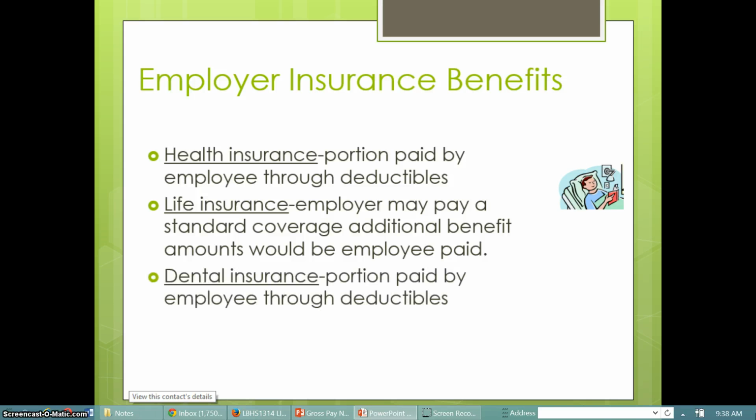Employer insurance benefits are going to be health, life, and dental insurance, which a portion would be paid by the employee through deductibles, and then the employer would pay the balance.